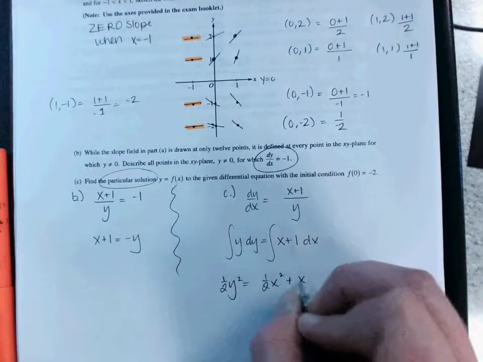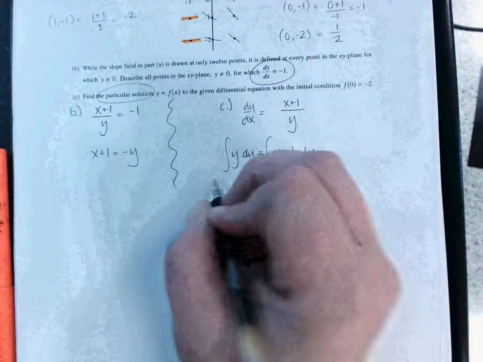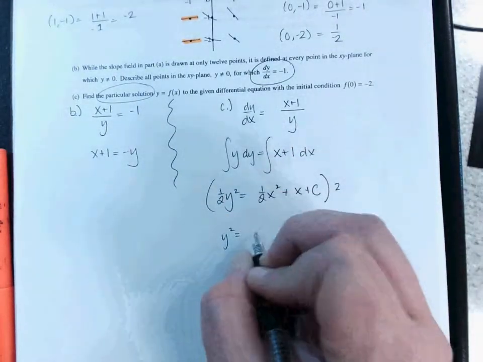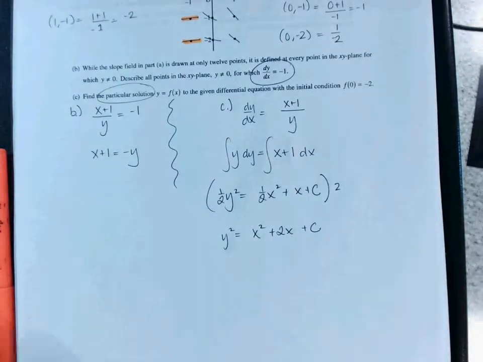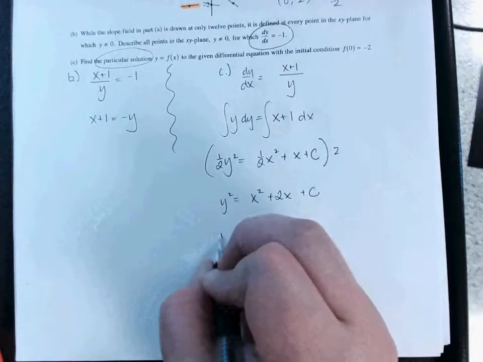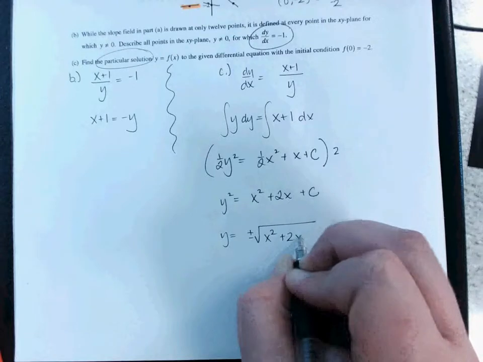Okay, you should have this. Then you should have times by 2. So this would be y squared equals x squared plus 2x. Remember that c, since I don't know what it is, I don't care if I doubled it. Okay, and then square root of x squared plus 2x plus c.